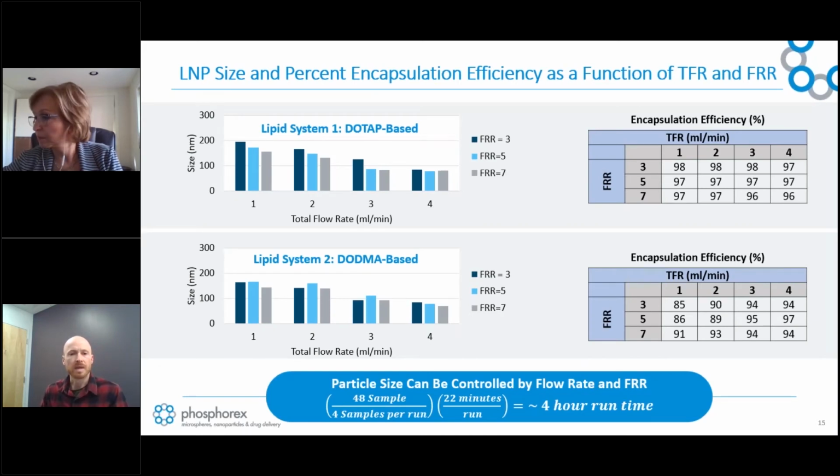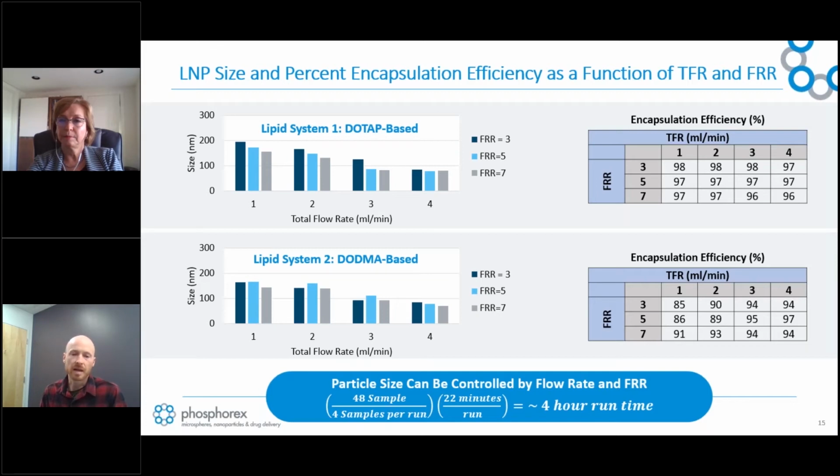So here we have an example data set that was generated using the ANP system, at our small scale, high throughput screening process. In this case, we were looking at the effect of the total flow rate and flow rate ratio on both the particle size and also encapsulation efficiency. And here we have it illustrated for two different lipid systems. The first one utilizes the cationic lipid DOTAP in the top panels. And then we also have the ionizable lipid DODMA in the bottom panels.